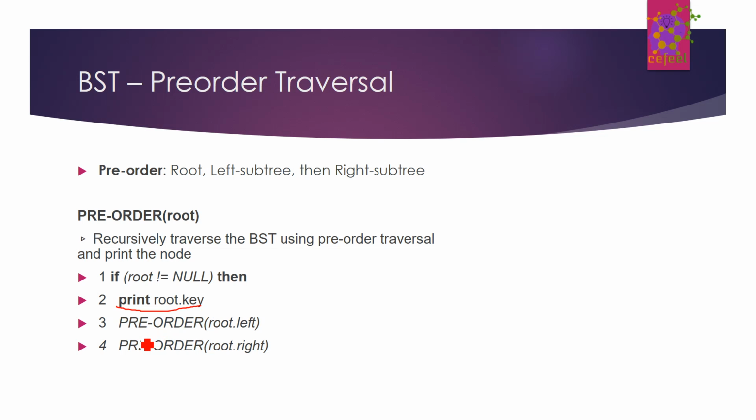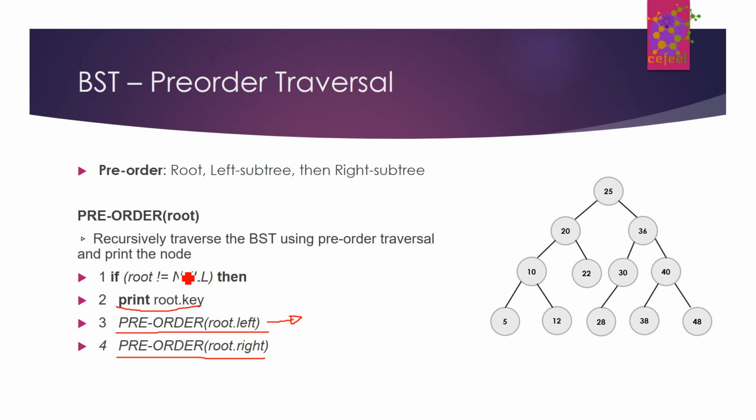And then recursively we call pre-order on the left subtree, which means we pass root dot left as the root for the subtree, and then pre-order root dot right, which means the right subtree as the root of the subtree, and this process will then call recursively. So first pre-order root dot left will be called, that will then again check if root is not equal to null, and so on. We'll see an example. Let's see a pre-order traversal example.